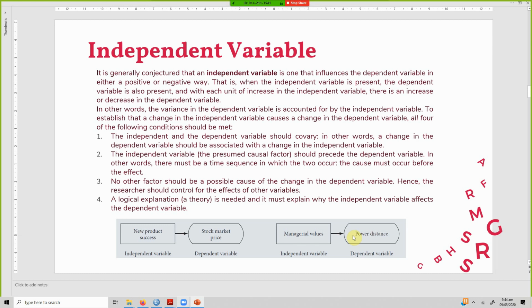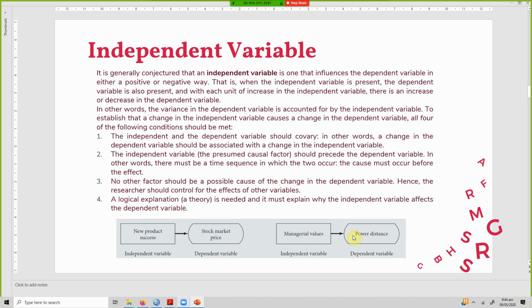For instance, leadership might influence the job satisfaction of the followers. So here job satisfaction is being influenced by another variable. Job satisfaction is dependent, and the other variable, leadership, is independent because it is influencing the dependent variable. In other words, the variance in the dependent variable is accounted for by the independent variable.